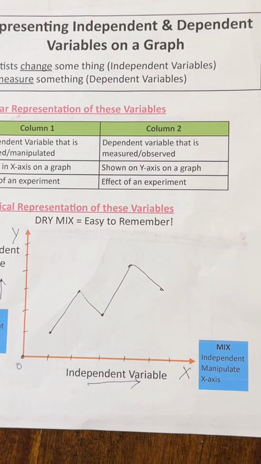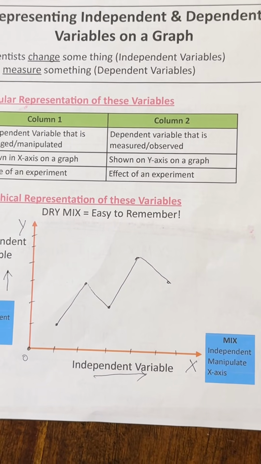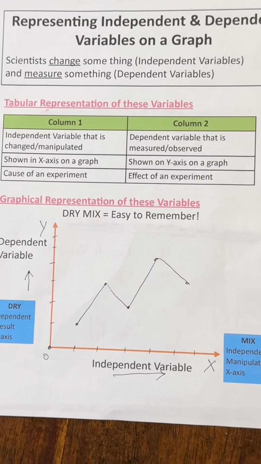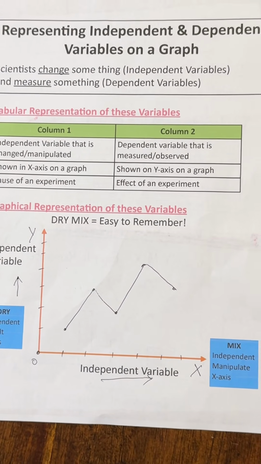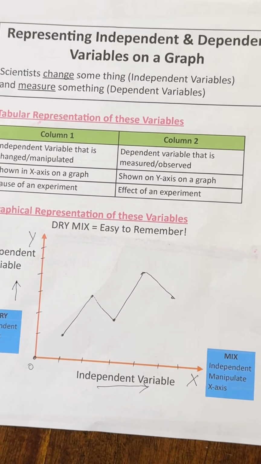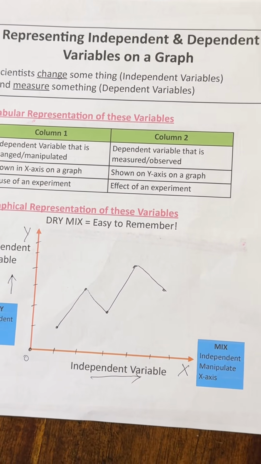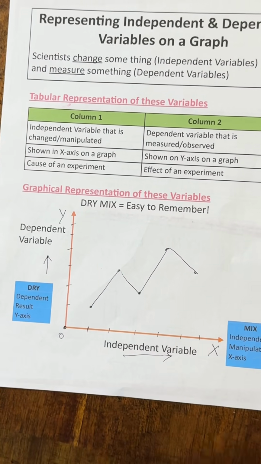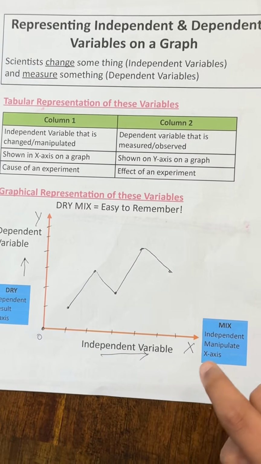About representing independent and dependent variables on a graph. So basically, in our other video, we talked about independent and dependent variables. The independent variable is basically just change. The dependent variable is what is happening due to the change of the independent variable. So the dependent variable is represented on the y-axis, and the independent variable is represented on the x-axis.